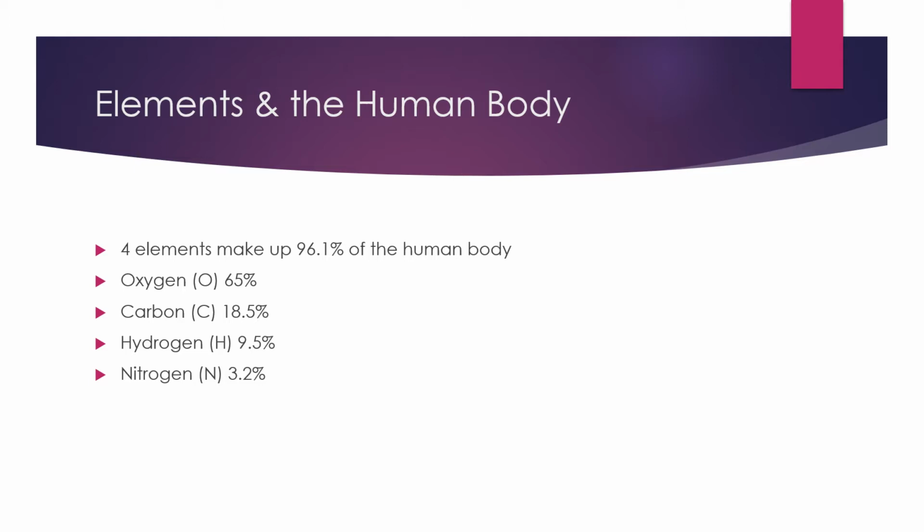Listed here are the 4 elements that make up about 96% of the human body: oxygen, carbon, hydrogen, and nitrogen. Oxygen comes in at 65%. It's a major component of organic and inorganic molecules. As a gas, it's essential for oxidation of glucose and other food fuels, during which cell energy is produced. That cell energy is called ATP, which we'll learn about later in the lecture.